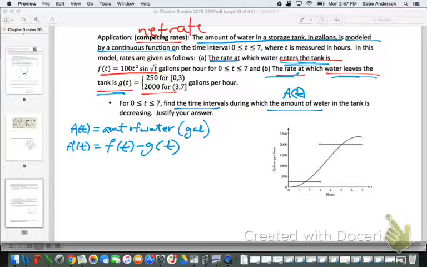Somebody might even say, is that sort of like an acceleration of the water leaving or entering? Yeah, kind of, I guess, sort of. But we don't want that, right? We just want to know the rate at which the water is entering and the rate at which water is leaving. So that would be sort of an acceleration, right?